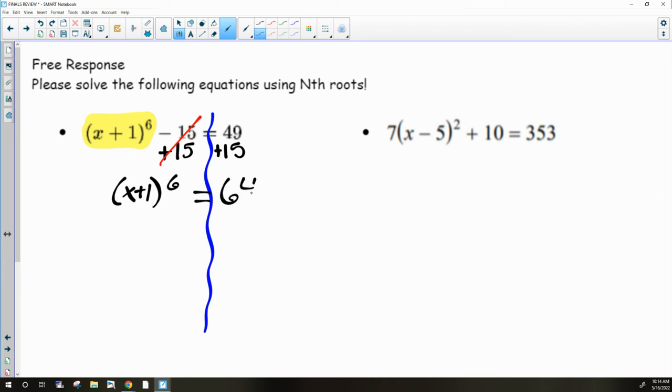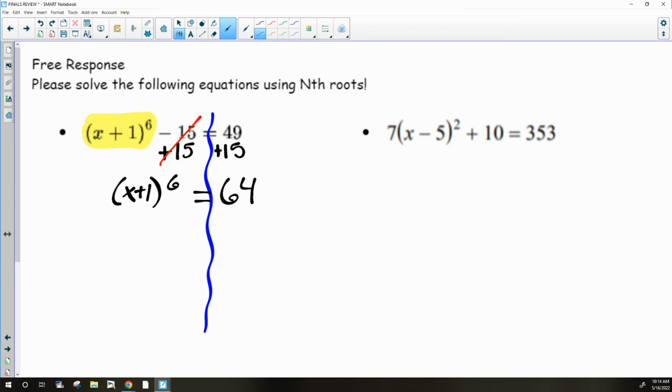And 64 on the right side. Okay. Now we can see how x plus 1 to the power of 6, that's my exponent. It's all by itself now, which is good. Now I can't subtract that 1. I can't move the x until that exponent of 6 is gone.